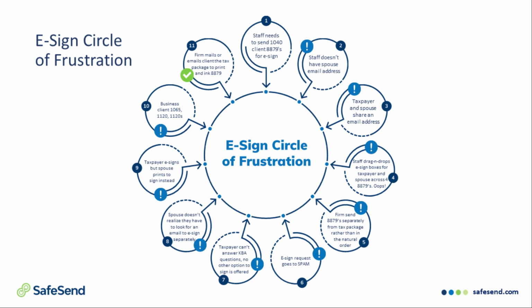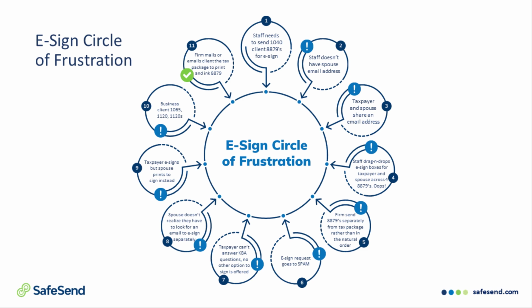And then KBA questions are difficult. So KBA questions are required by the IRS on 1040s for taxpayers to sign the 8879s. An example of a KBA question would be, of these 4 addresses, which have you previously lived? And then, of course, there'll be a none of the above option.